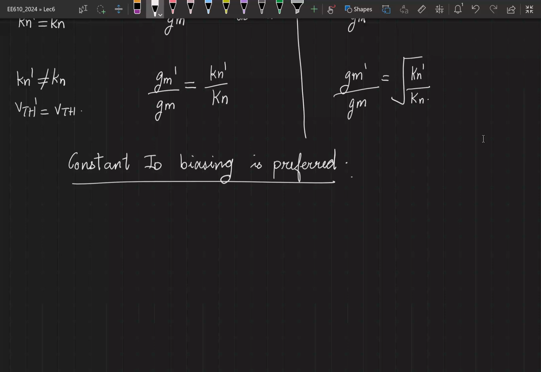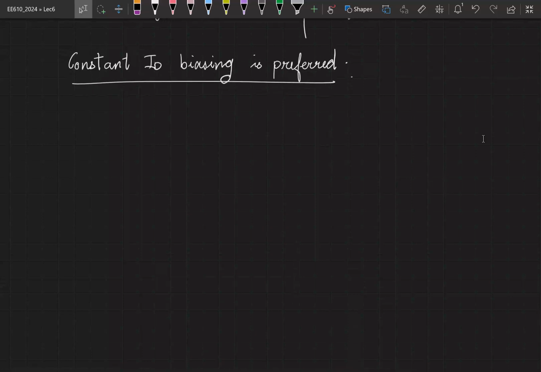Alright, so now we have concluded that we would like to have a constant ID flowing through our transistor instead of having a constant VGS between its gate source terminal. Now we simply have to figure out how to implement it. So what is your suggestion?